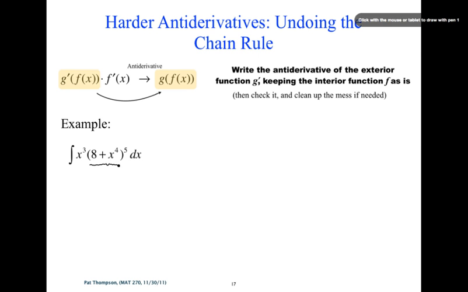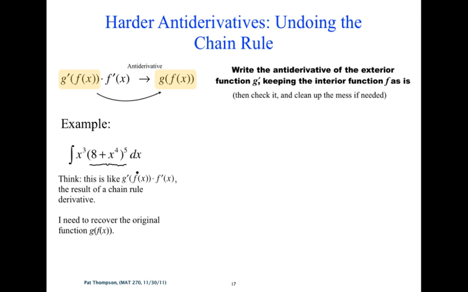So this is like our g prime f. And we can briefly check that before we get started. What needs to be true? Then x cubed essentially needs to be the derivative of what's inside. It could be off by a factor. But is x cubed essentially the derivative of 8 plus x to the fourth? Yes, because the derivative of 8 plus x to the fourth is 4x cubed. So we're just off by a factor there.